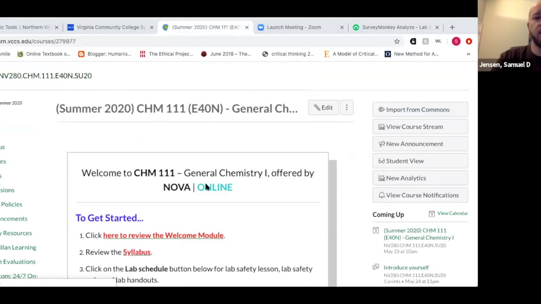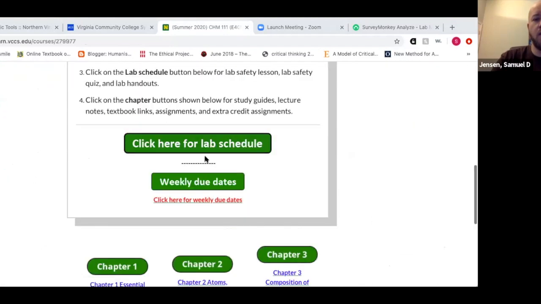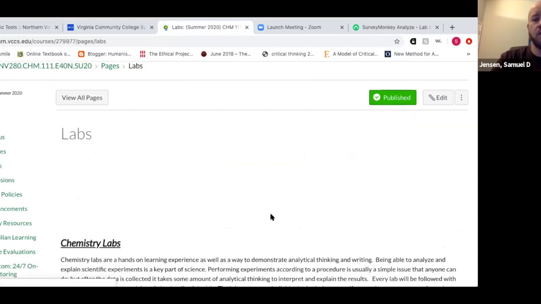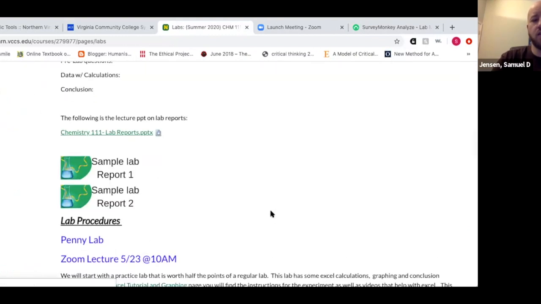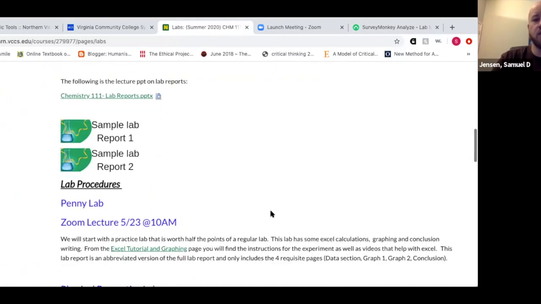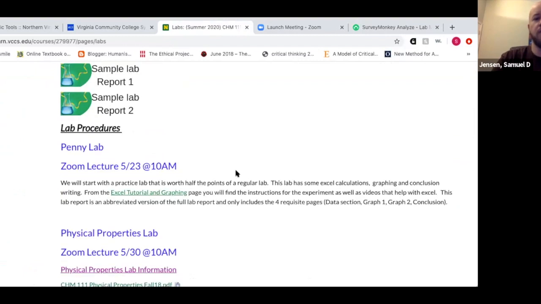Okay, so I guess the sample lab reports didn't quite make it over. I'll fix that here this morning. The sample lab reports are just that: copies of sample lab reports for you to look at. All right, so really what we want to talk about real quick here is the pennies lab.